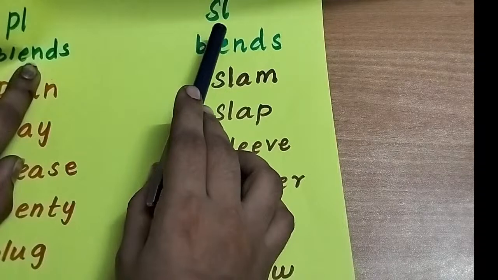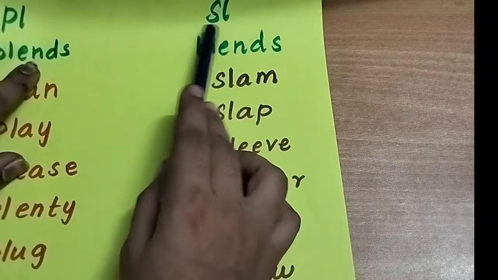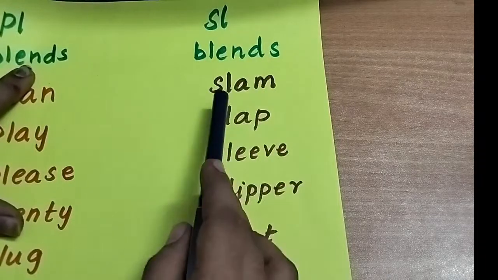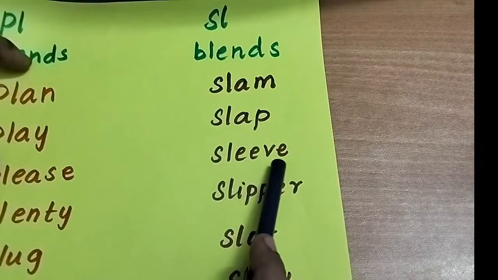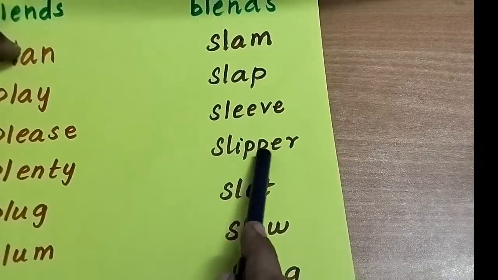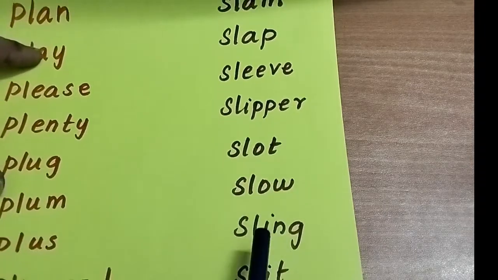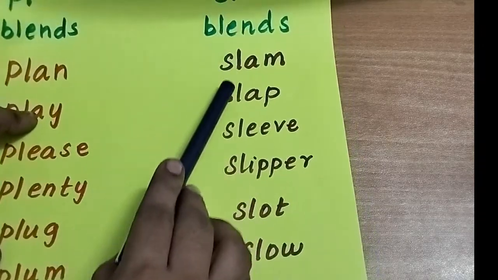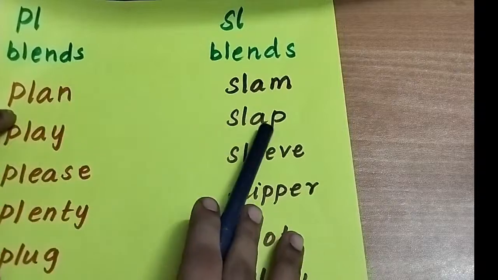The sound of S is S. The sound of L is L. So you are going to blend these two sounds, the sound of S and the sound of L. The first words are slam, slap, sleeve, slipper, slot, slow, sling, slit. So these are the beginning consonant blends of these two letters, SL and PL. Next I'll go with the next set of words.